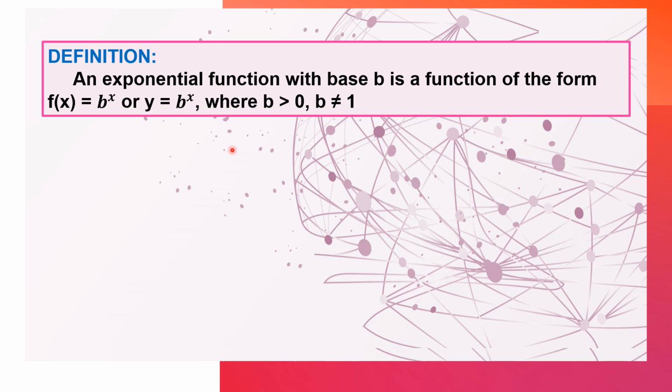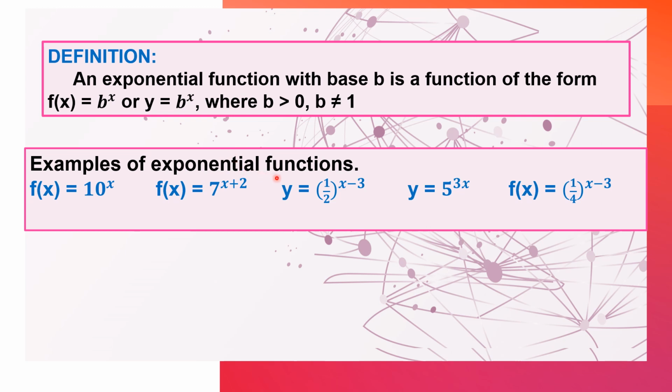So, let's have examples of exponential functions. First, f of x equals 10 raised to x. So this is an exponential function because our base is 10 and 10 is greater than 0 but not equal to 1. Next, f of x equals 7 raised to x plus 2. Again, 7 is greater than 0. Next, y equals 1 half raised to x minus 3. 1 half is greater than 0.